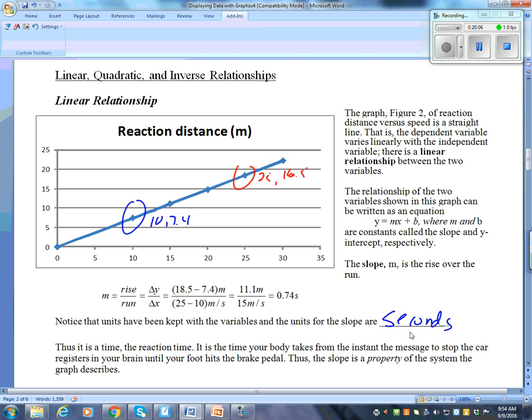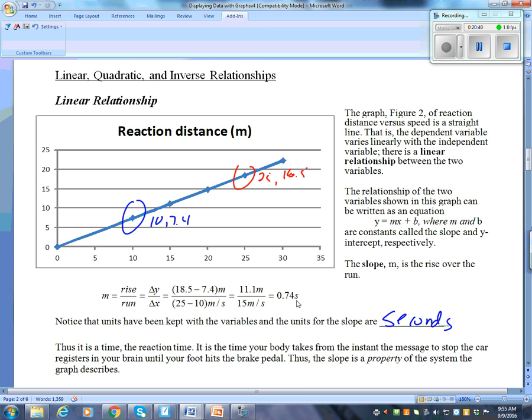Now that's something that they might not touch on too much in math class. I'll be expanding on that. That's something that I feel is important. Thus, it is a time, the reaction time. The slope is the reaction time. I'll say it again. And just because it's not on the page doesn't mean it's not important, doesn't mean you shouldn't write it down. The slope is the reaction time. The slope refers to the reaction time. I know that because it's in seconds.